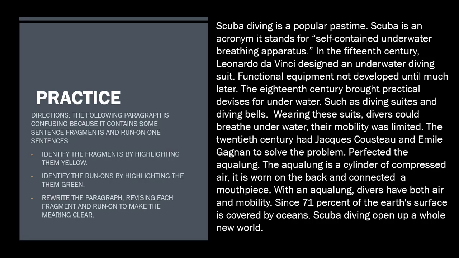All right, so let's practice. Directions. The following paragraph is confusing because it contains some sentence fragments and run-on sentences. So we're going to identify the fragments by highlighting them yellow. We're going to identify the run-ons by highlighting them green. And then we're going to rewrite the paragraph, revising each fragment and run-on to make the meaning clear. Remember, a fragment is words that do not form a complete thought, and a run-on can be one or more sentences that get mashed together, which can cause confusion. So let's look at our paragraph.